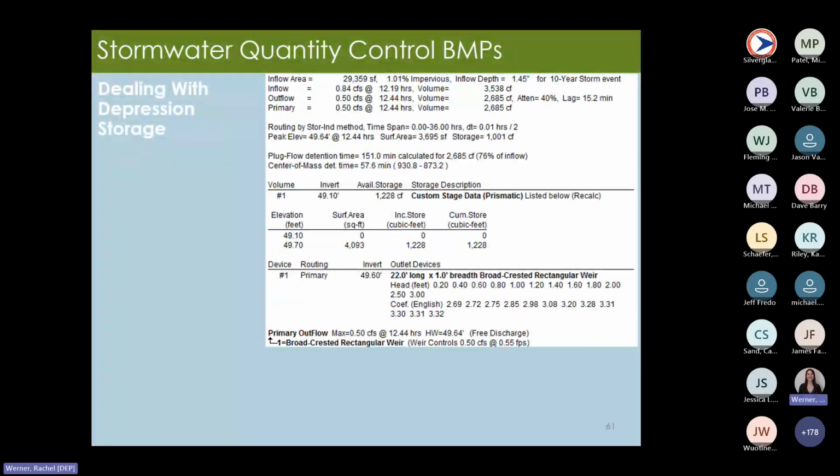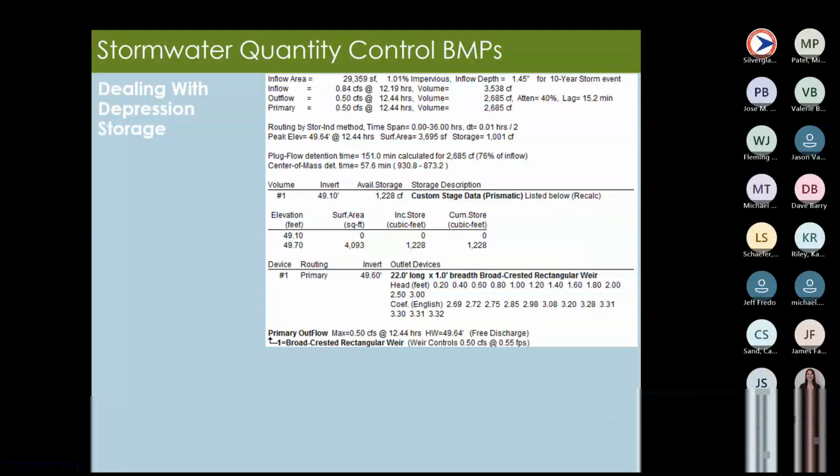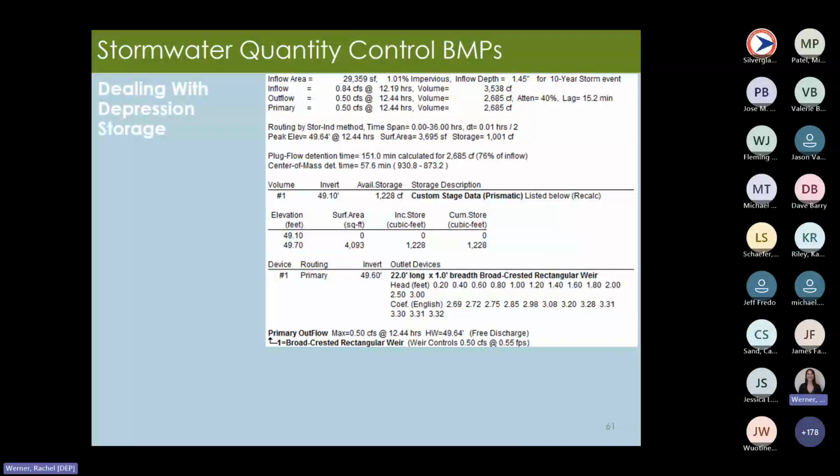And taking a look at the HydroCAD summary, this depression was said to range from 49.10 feet to 49.70 feet, with a total volume of 1,228 cubic feet. And the outlet was modeled as a 22-foot long broad-crested weir, which means that stormwater is basically spilling over the side of the depression at elevation 49.60. And again, all of these inputs are based on existing site characteristics.